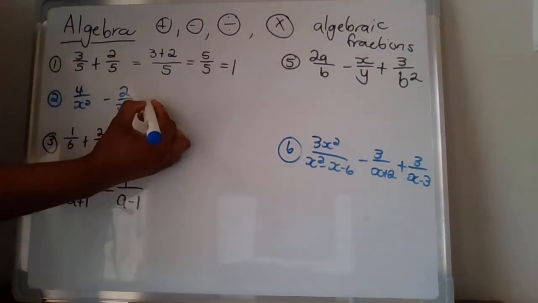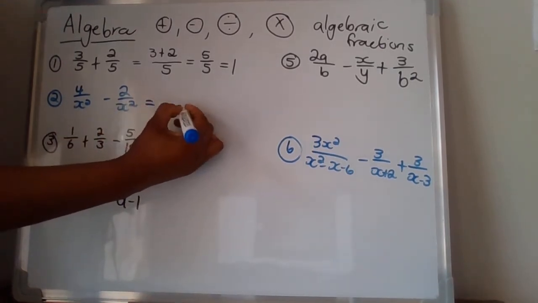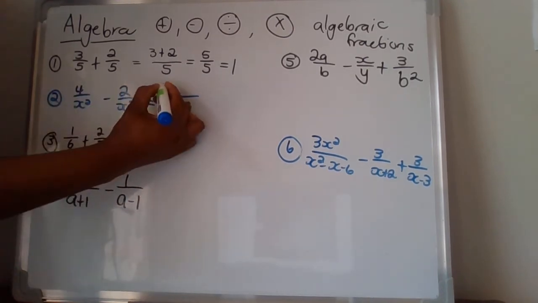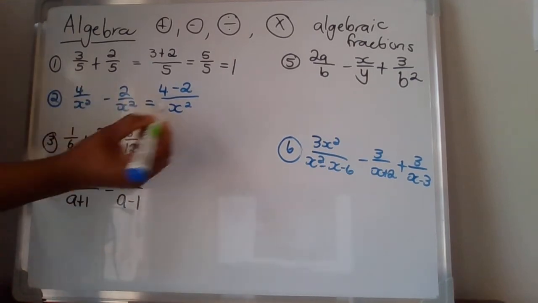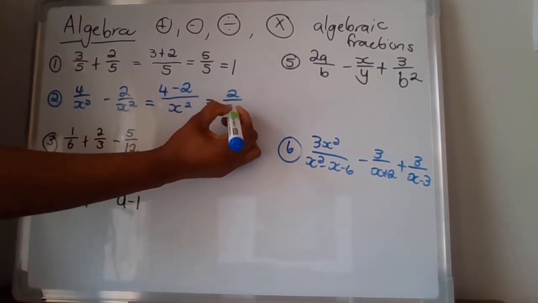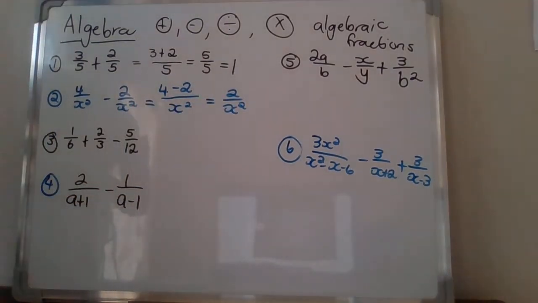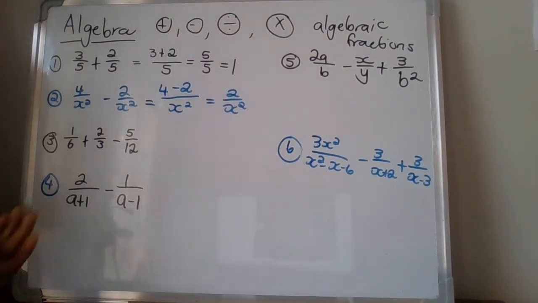Moving on to the second one. All right, again, my denominators are the same, which tells me that I can then subtract my 2 numerators. So my final answer here is 2/x squared.